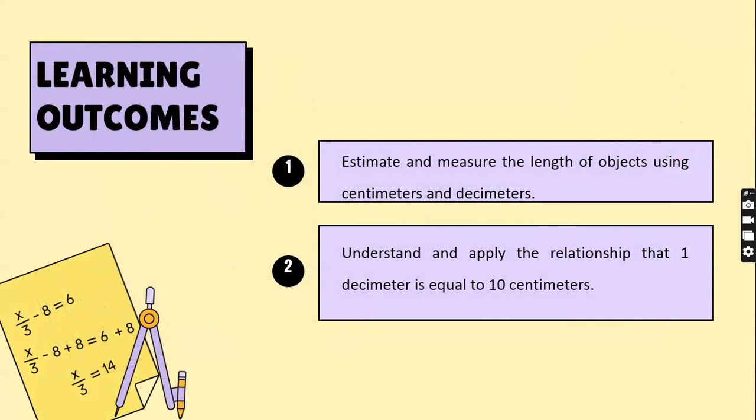What will we learn? We will learn how to estimate and measure the length of objects around us in centimeters and decimeters, and we will understand and apply the relationship between these two units. So we have two very close friends today, starting with the centimeter, which is abbreviated cm.